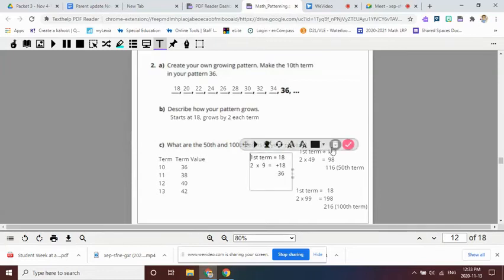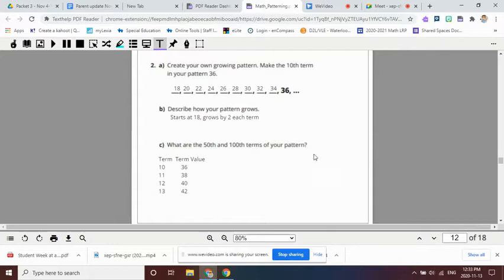Right, so I just wanted to post this video. I know it's late, but I wanted to show you how we could use a more advanced way to predict future terms in patterns. And I'm going to use this example.